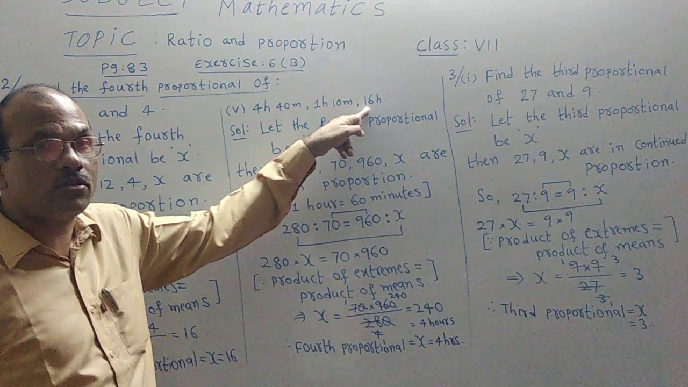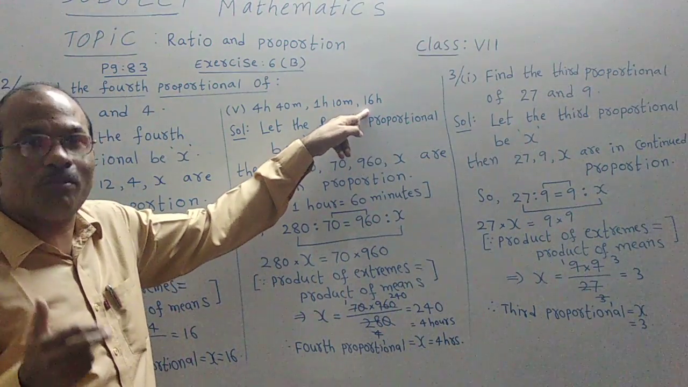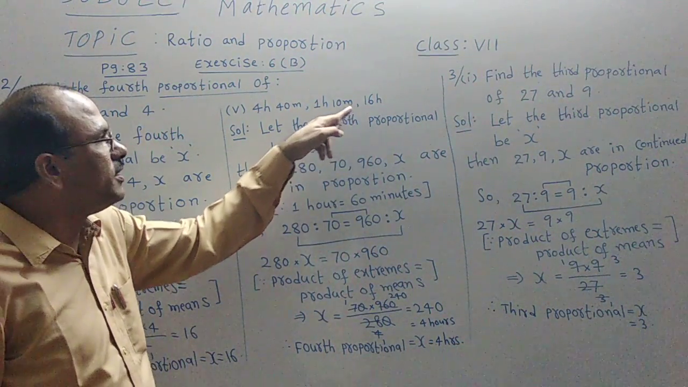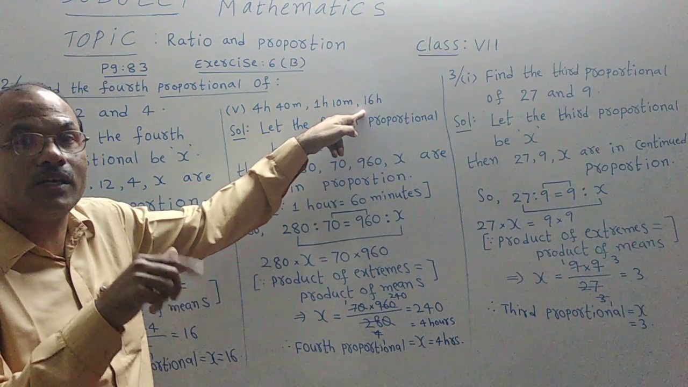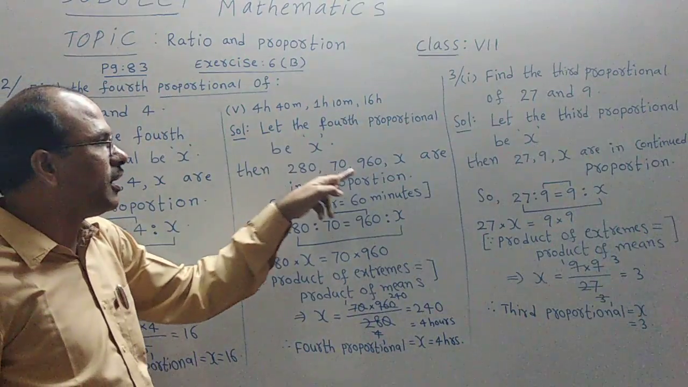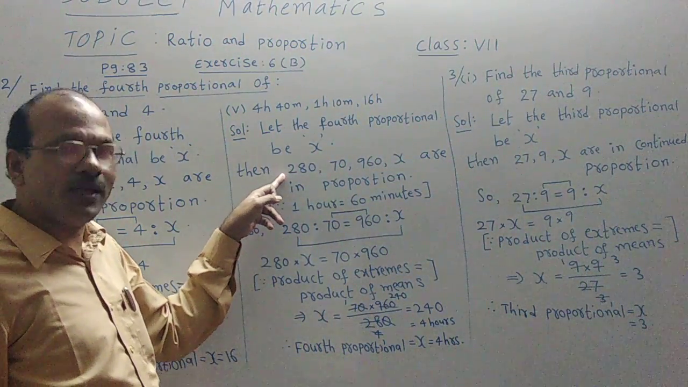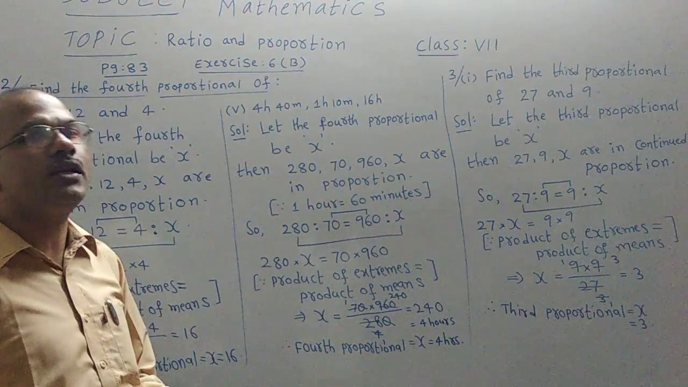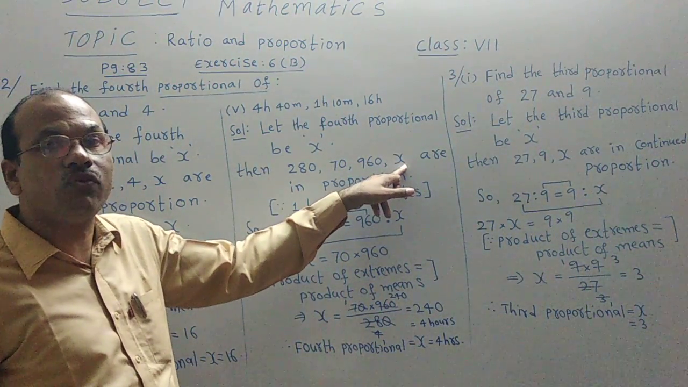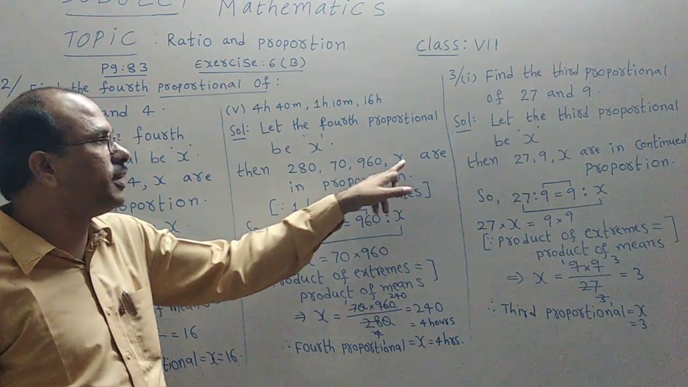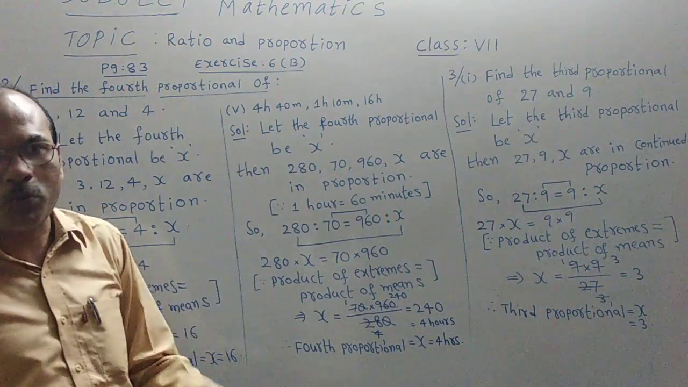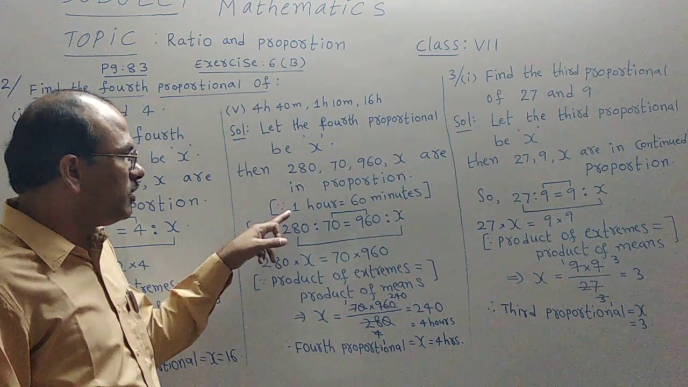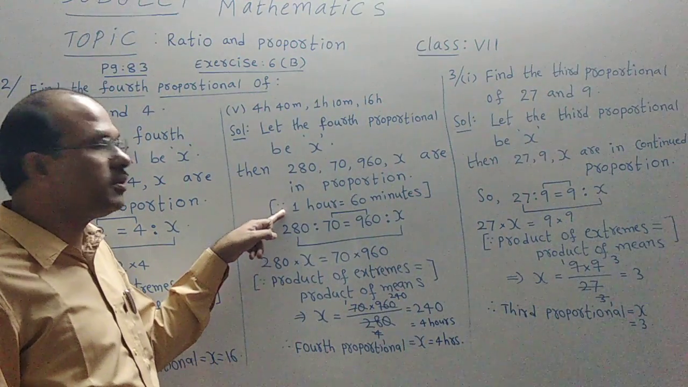1 hour is equal to 60 minutes. 2 hours, 2 into 60, 120 minutes. 3 hours, 3 into 60, 180 minutes. Am I correct, students? Same way, 16 hours, 16 into 60, is 960 minutes. So that's why 280, 70, 960, three numbers are formed based on the given quantities. Then for the fourth quantity, the fourth proportional, I thought of x. Then all the quantities are in proportion, as we said in the previous answer. Since 1 hour is equal to 60 minutes, based on this knowledge we have done that step.